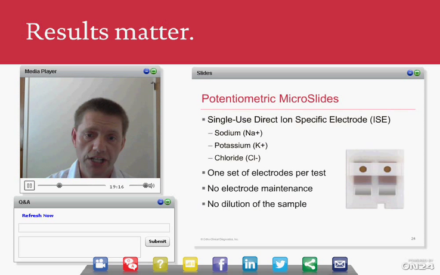There are potentiometric assays for sodium, potassium, and chloride. What you're talking about is a disposable electrode, one electrode per test. There's no maintenance. There's no dilution of sample, which is important because that ensures accuracy of the measurement.